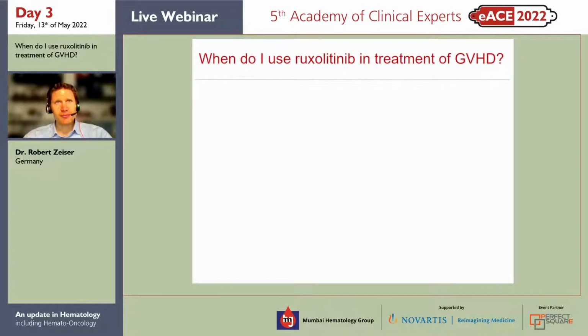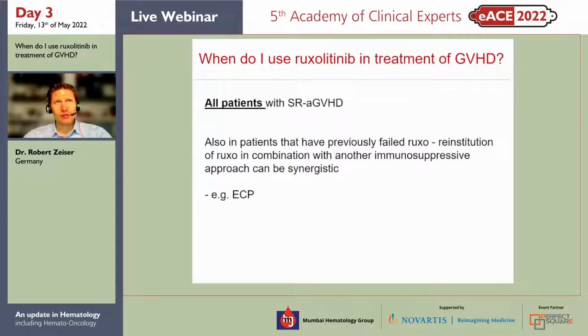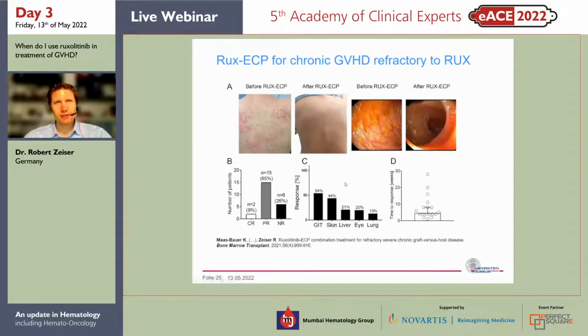And then the next question is, which patients do I treat with ruxolitinib? So basically all patients with steroid-refractory acute GVHD, except those that I had named before. And I would also emphasize that we also treat patients that had been treated with ruxolitinib and failed, and then had received other therapies. And a reinstitution of ruxolitinib in combination with other immunosuppressive agents can even be synergistic. For example, the combination with extracorporeal photopheresis. And I would like to show you an example here.